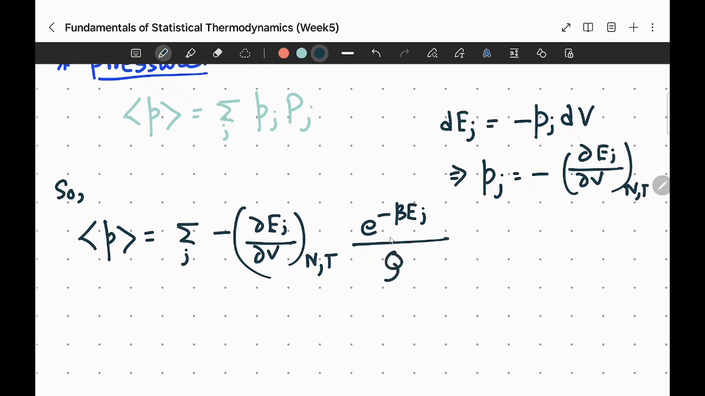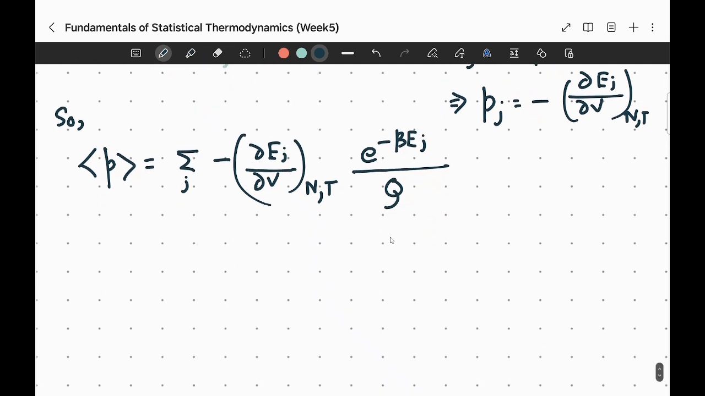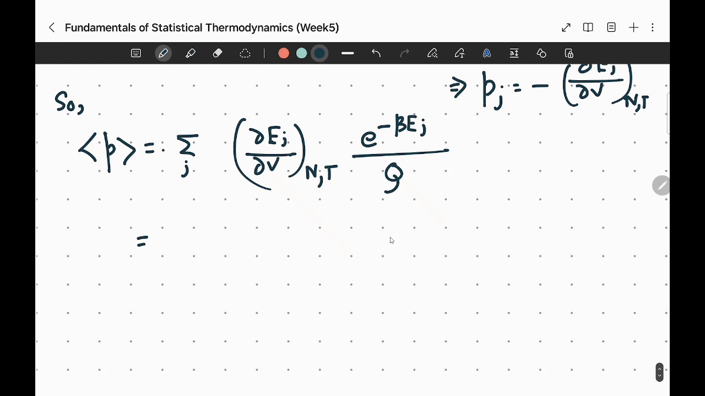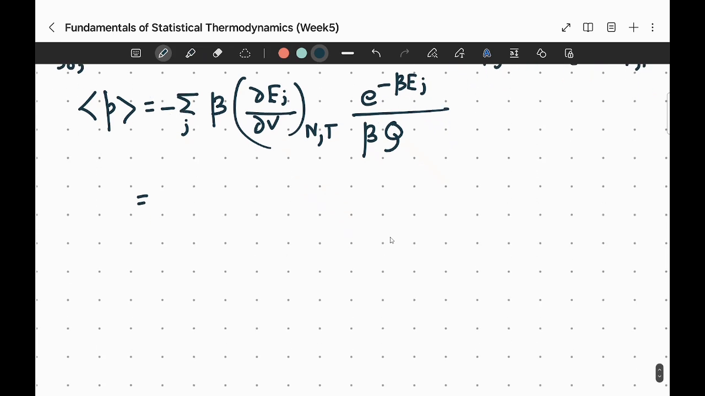Okay, it's clear. So you can write it like this. No problem, I think. Okay, you can do. So now you have to play a trick here.